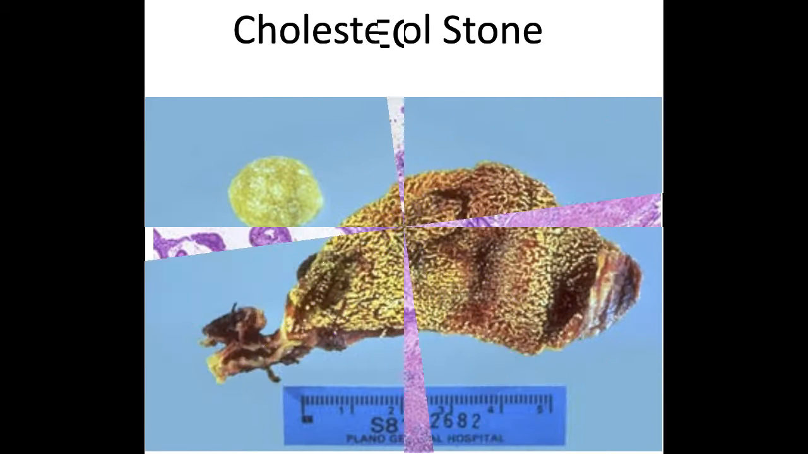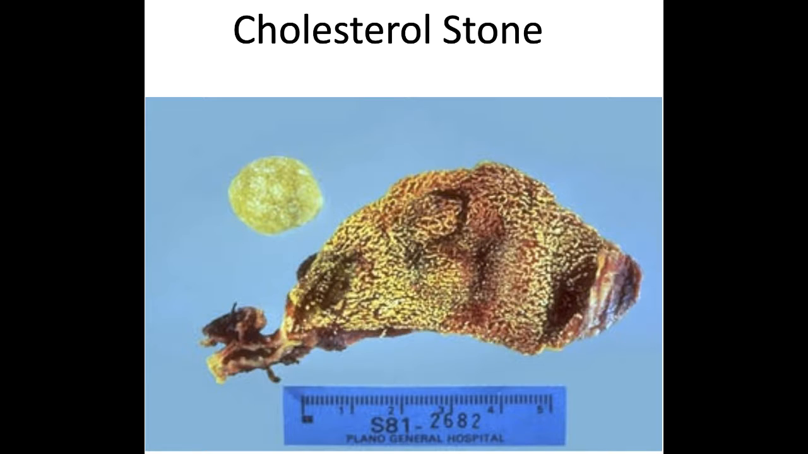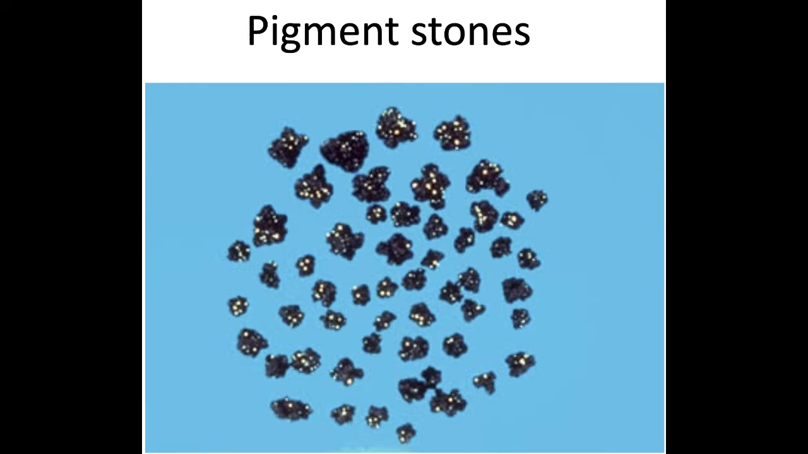Next, cholesterol stone. Most of the time, a cholesterol stone is pale yellow in color and ovoid in shape. This is an obstructed gallbladder. That's why it is dilated. Next slide. These are the pigment stones.